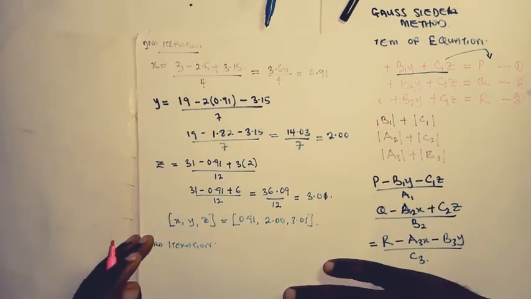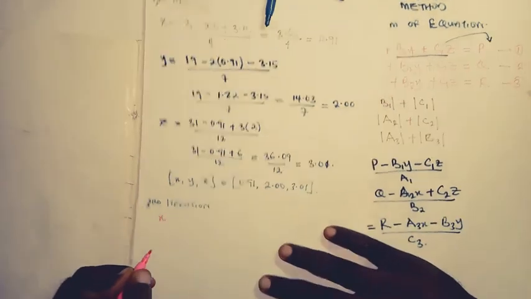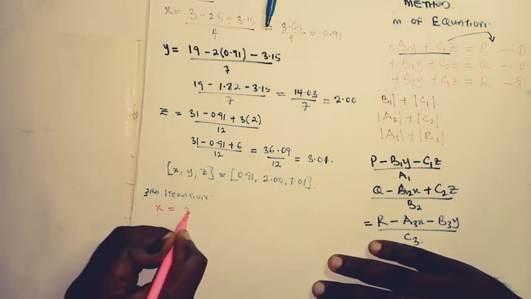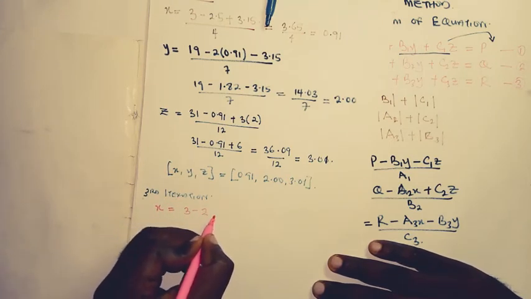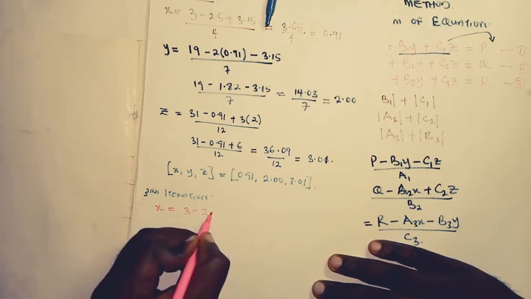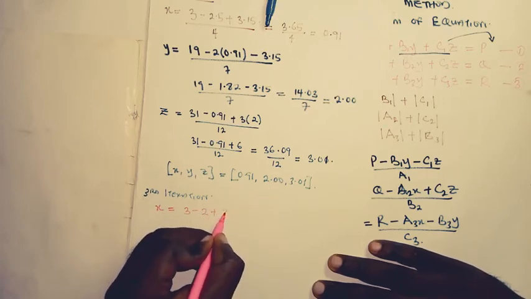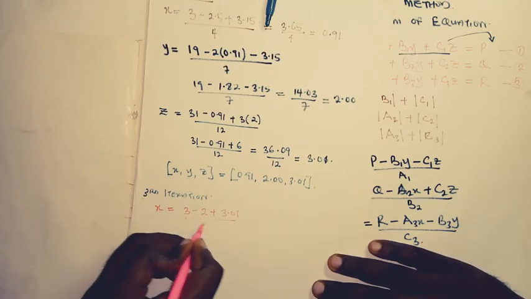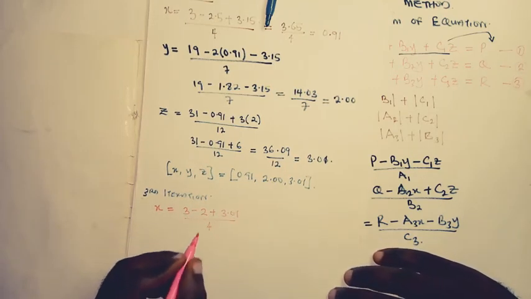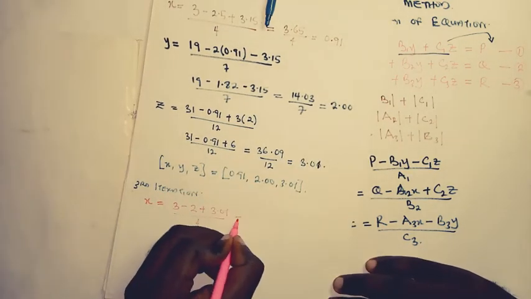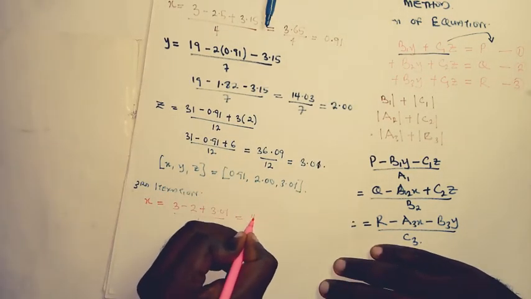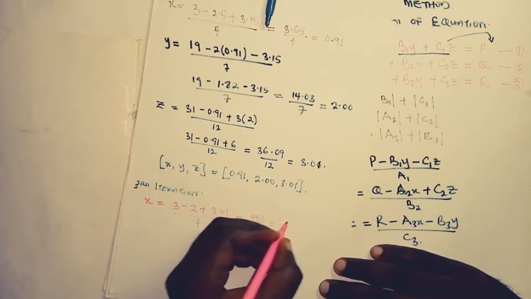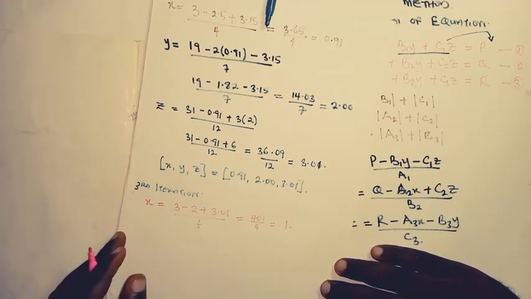Okay, for the third iteration for x, I'm going to be having 3 minus 2, which is the value for y, plus 3.01, which is the value for z, divided by 4, the coefficient of x. So, and this will give me 4.01 divided by 4, and of course that will give me 1.